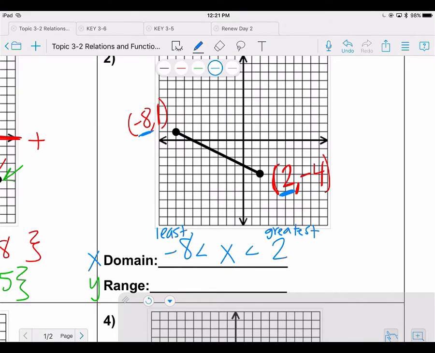The only other tiny little thing I have to remember is at both of these spots, I have filled in bubbles or points, filled in points. So I have to put lines under the inequalities.